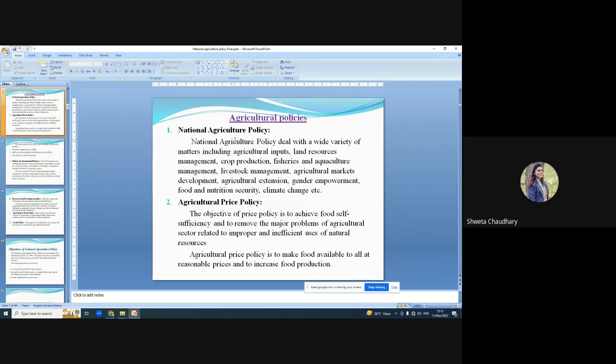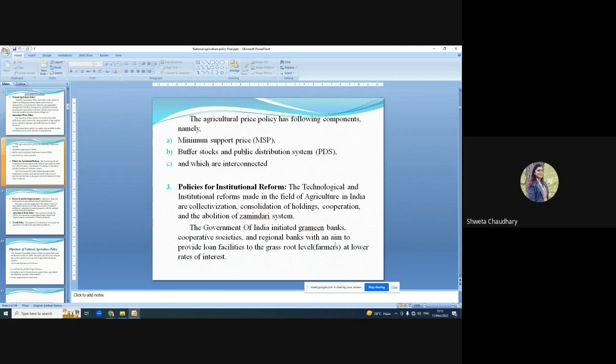Then second is agricultural price policy. As the name indicates, it is a price policy. It is to achieve food sufficiency and to remove the major problems of the agriculture sector related to improper and inefficient use of natural resources. It means the farmer should get the proper price for their production. Agriculture price policy is to make food available to all people at a reasonable rate. The main thing is the farmer should get at least what they invest in production. So there should be a minimum price support policy, meaning whatever cost they have incurred in production, they should get back in the form of price. Whatever expenditure you have made, you will get revenue.